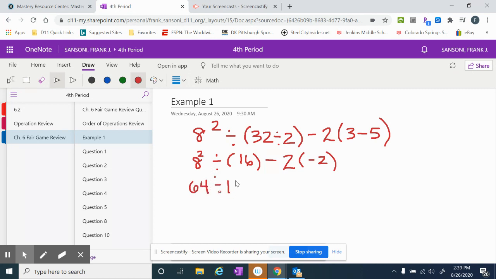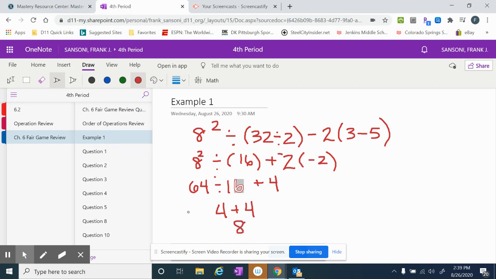divided by 16. And then I have negative 2. And if you don't understand why this is negative 2, minus 2 means the same thing as plus negative 2. So it's negative 2 times negative 2, which is a positive 4. So then I still have division, and I have an addition. And obviously I'm going to do the division before the addition. So I have 64 divided by 16. So 64 divided by 16 is 4. And so all I'm left with is 4 plus 4, which is 8.